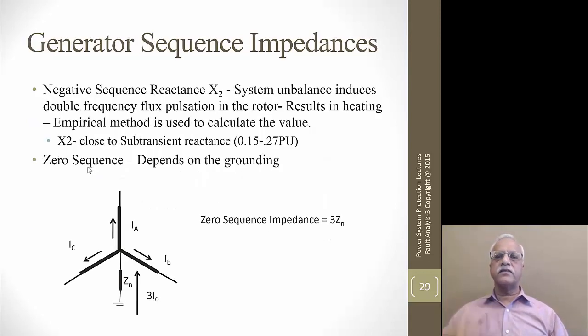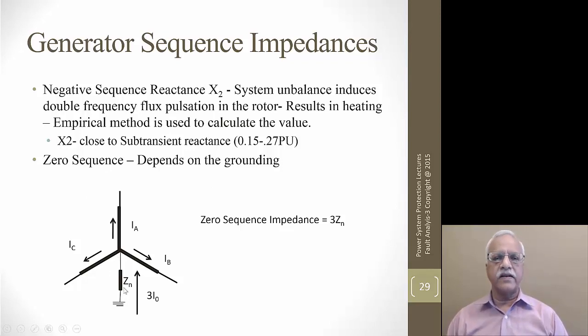For generator sequence impedances, the negative sequence impedance is very different because you have a rotating machine. When the generator is rotating in a counterclockwise direction, if I apply a clockwise voltage on the terminals, then the flux is cut at twice the frequency, so it offers a short circuit path on the rotor, and it results in heating. So you cannot have higher negative sequence currents or voltages impinged on the generator. You cannot continuously run a generator with an unbalanced condition, so you have to take it out. They use empirical methods to calculate this value. Again, all these numbers are given by the manufacturer. The X2 is very close to the subtransient reactance. Zero sequence depends on the grounding.